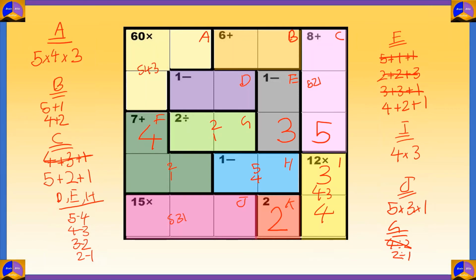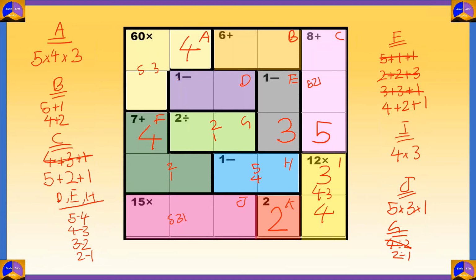Now, let's look at cage A. In cage A, the option is 5, 4, and 3. Now, 4 can't come over here or here because then it would be a repeat of 4 in the same column. So, the 4 would go over here and 5 and 3 would be left. You don't know the places.